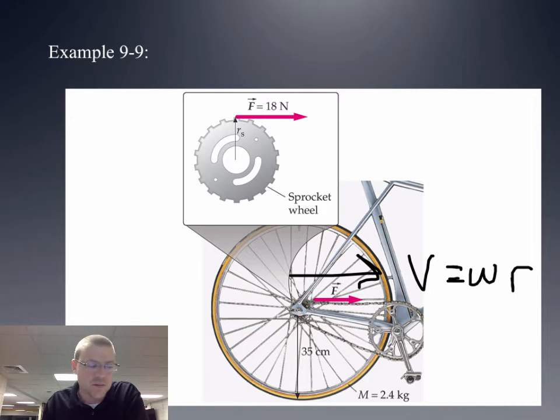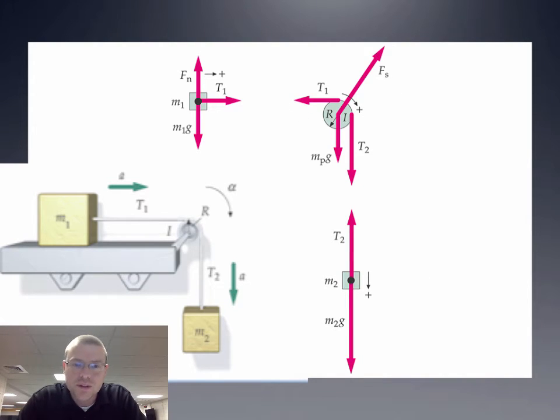Another example I'd like to do with you is another Atwood. So at the Atwoods here, we've got forces acting on both masses, but now we said we can't ignore the pulley. The pulley has mass, the pulley has a radius, the pulley is going to rotate and spin, so we do have to account for that in our Atwood problems.